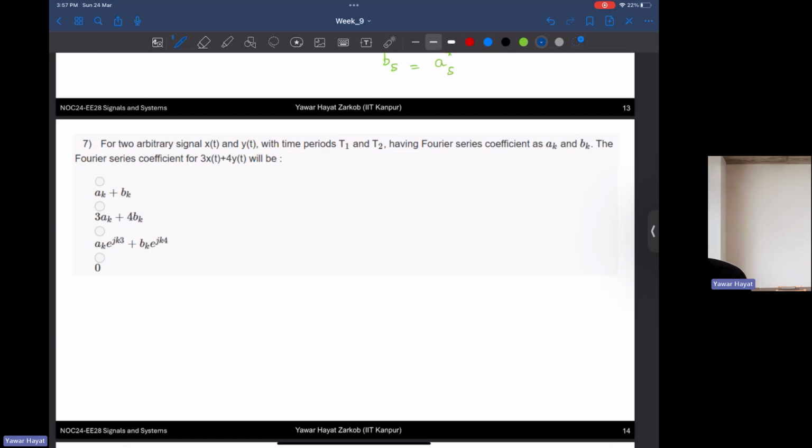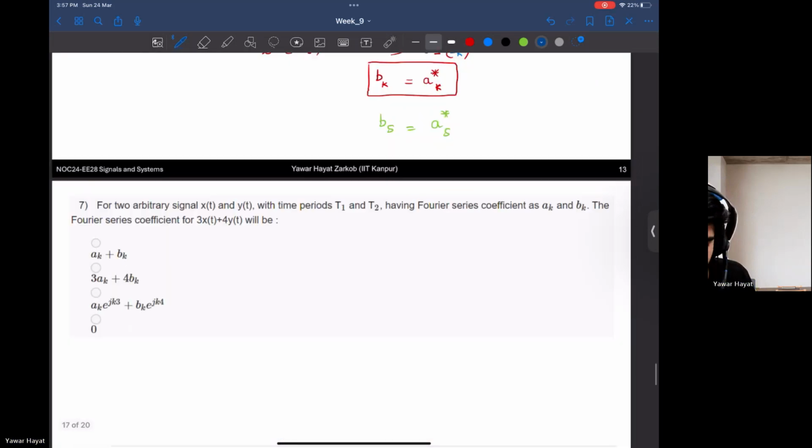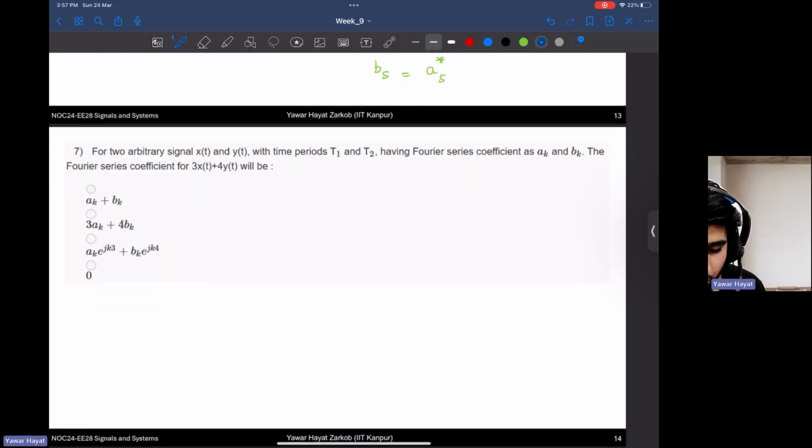In question number 7, you have two arbitrary signals, x of t and y of t. They both are periodic and they have time periods T1 and T2. They have Fourier series coefficients ak and bk respectively. So what would be the Fourier series coefficient of 3 times x of t plus 4 times y of t? Is a good question.